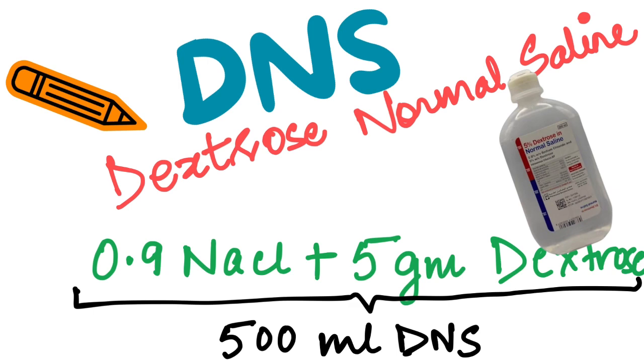Then comes your DNS, that stands for dextrose normal saline. Here we have dextrose also, which is combined with normal saline. Dextrose is nothing but a form of sugar. So here we have 0.9% NaCl plus 5 gram of dextrose in 500 ml of DNS. So that makes your DNS.